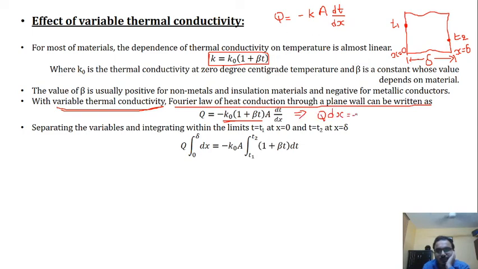is equal to minus K0 into (1 plus beta T) into A into dT. So now we are going to integrate this formula on both sides. On the left hand side the integration limits will be 0 to delta, as this is for dx, and on the right hand side we have integration limits as T1 to T2.